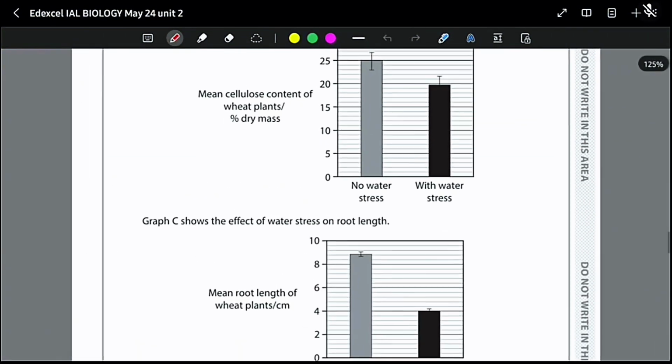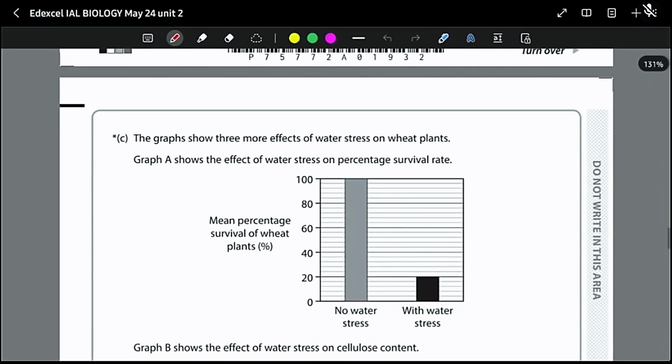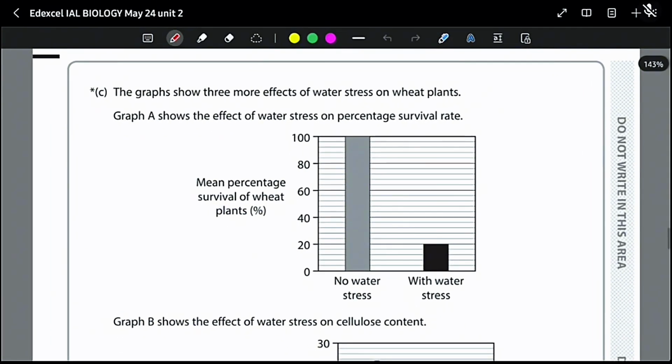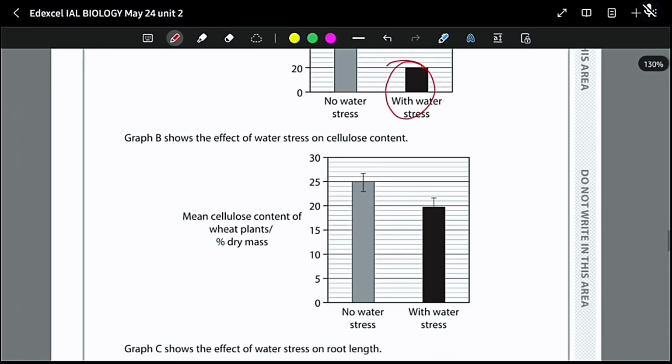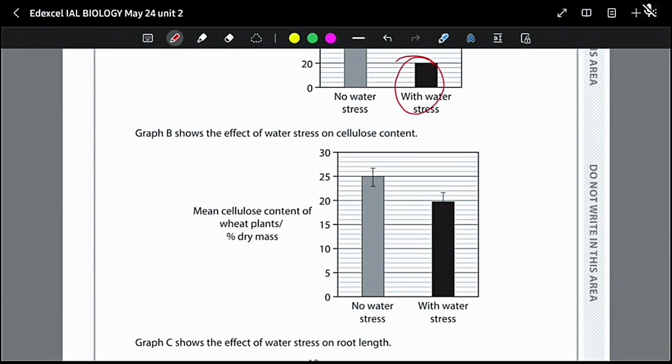So let's start with graph A. The mean percentage survival of wheat plants decreases under water stress. This basically indicates that fewer plants can survive when they have prolonged water deficiency. And for the water stressed plants in graph B, we can see that they have lower cellulose content also. Their cellulose content is lower than the ones with no water stress, and basically this will lead to thinner and weaker cell walls.